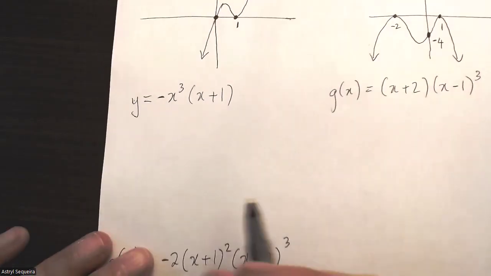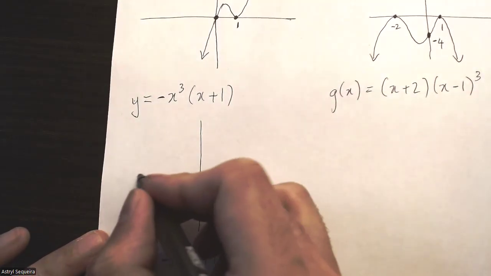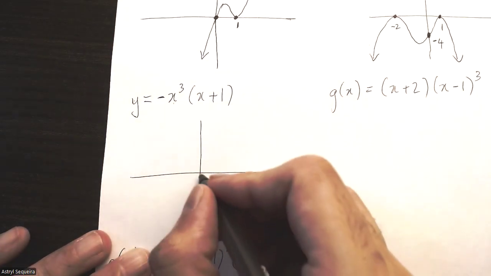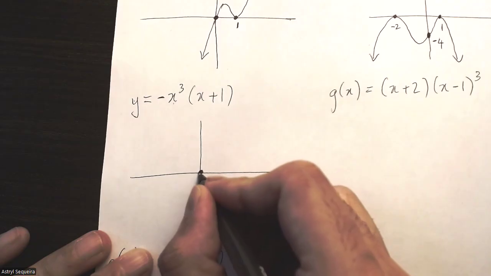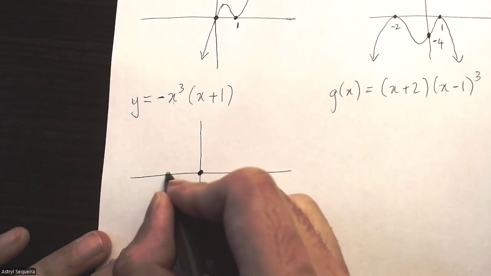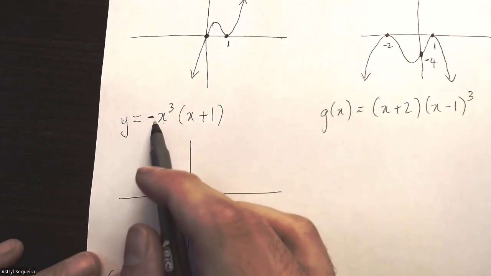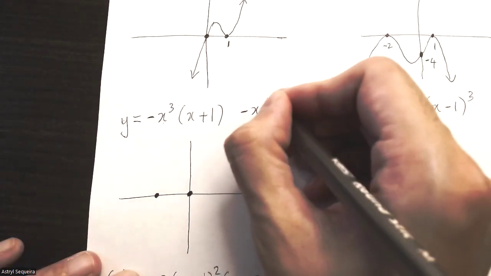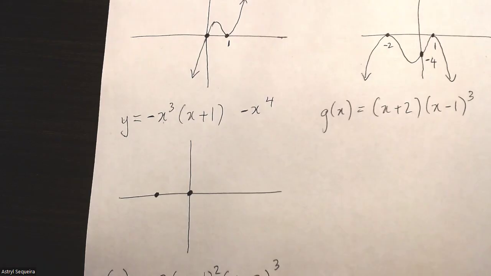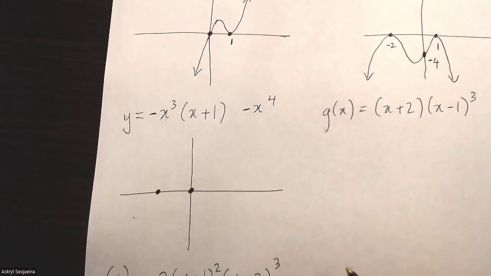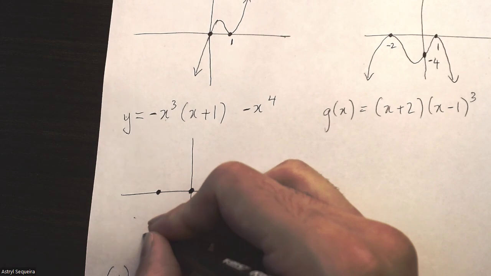Let's try the third question. In the third question, again, we have a common factor of x cubed. So that's an intercept of 0 over here. And over here, I have an intercept of negative 1. If I multiply my x terms, I have negative x cubed times x, which is negative x to the power of 4. So this is a negative even degree function, which means it starts on the bottom, ends on the bottom. This is just a regular intercept, so I'm going to pass through it.